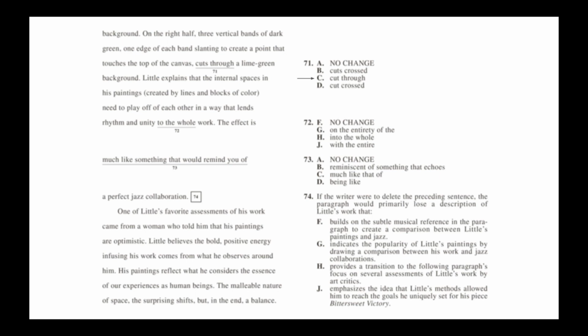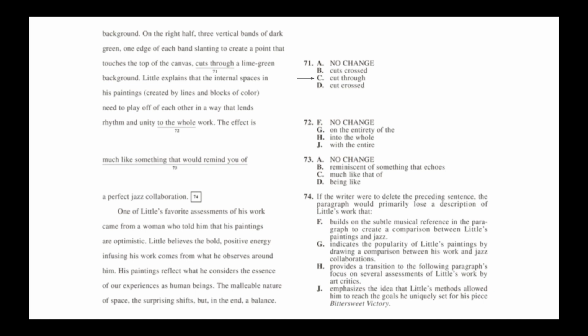This question is just asking which option would most effectively get across the idea that this rhythm and unity is being lent to the entirety of Little's work. So if we just reread the sentence, Little explains that the internal spaces in his paintings, created by lines and blocks of color, need to play off each other in a way that lends rhythm and unity to the whole work. This actually deals with an idiomatic expression, lending something to something else.